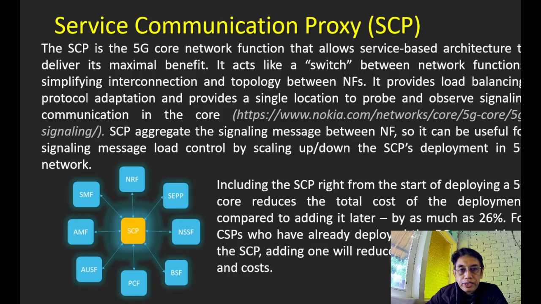Now let's talk about the Service Communication Proxy, or SCP. The SCP plays an important role in the 5G core network deployment. It acts like a switch or a signaling aggregator between network functions, since it will interconnect the signaling messages between network functions. It plays an important role in simplifying the interconnection topology, so it will reduce the total cost of 5G core network deployment. It also acts as a single point of signaling load observation and performance, so we can decide whether we have to scale up or scale down the SCP's deployment based on the network signaling load and performance.